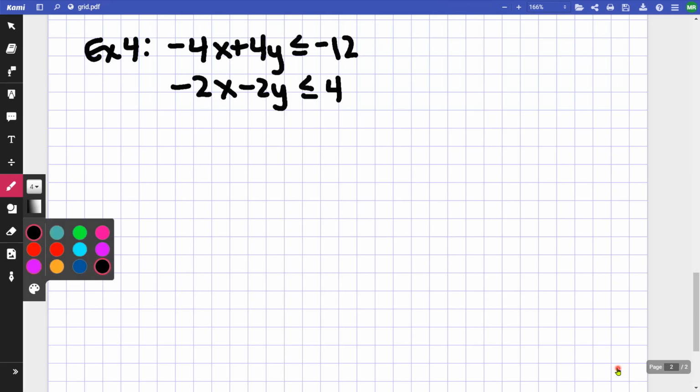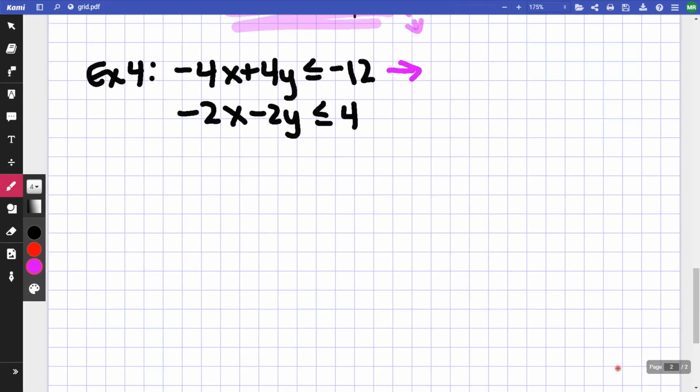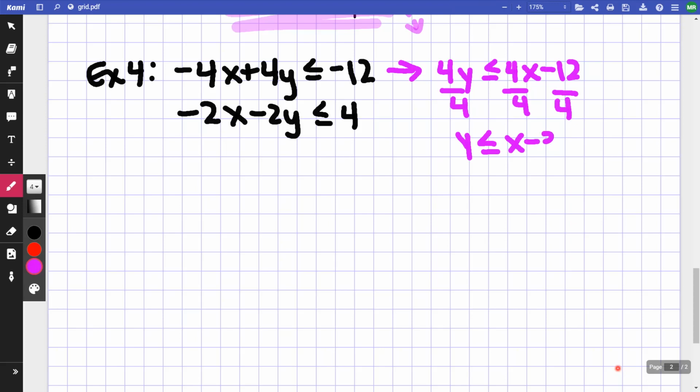So neither one of these is in y equal form. So I need to get them to be in y equal form, okay? So for this one here, I am going to be adding 4x to both sides. I'm going to be dividing by 4, dividing by 4, dividing by 4, and I'm going to get y is less than or equal to x minus 3.